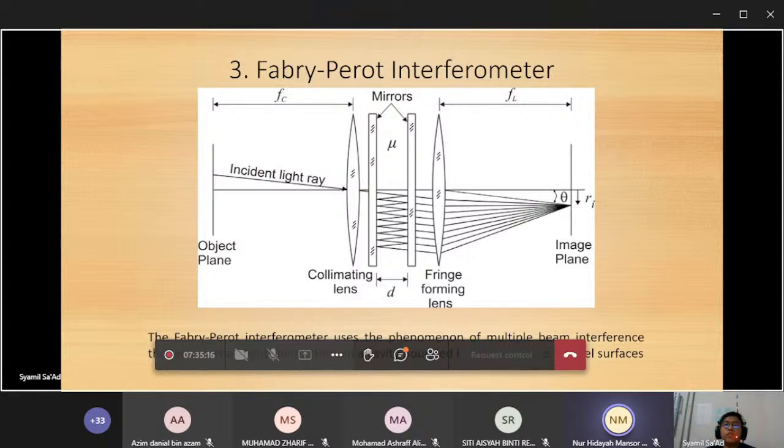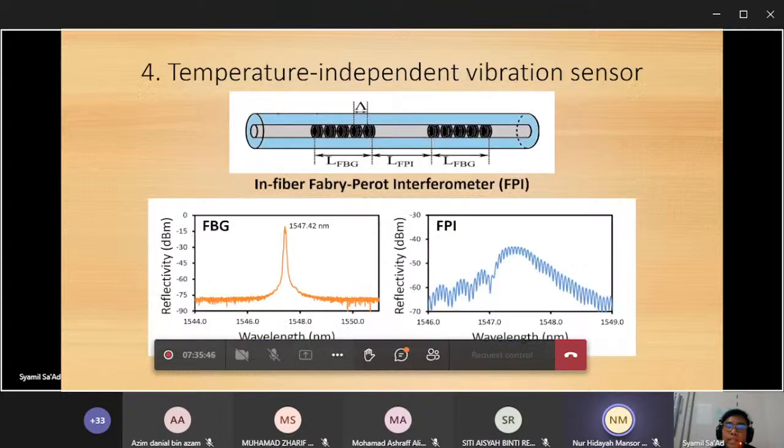Okay, then we go to the Fabry-Perot interferometer. The basic is the Fabry-Perot uses the phenomenon of multiple beam interference that arises when light shines through a cavity bounded by 2 reflective parallel surfaces. So the key point is they have 2 reflective parallel surfaces. You can see from the diagram the incident light, and then it comes into a collimating lens, and then passes through mirrors. These 2 mirrors create the multiple beam interference.